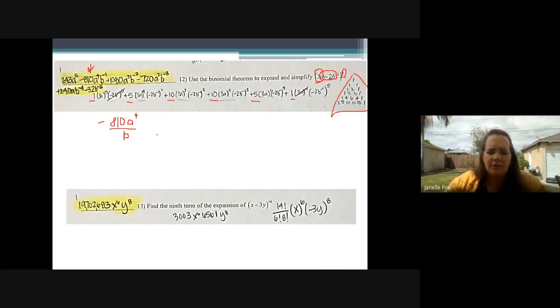Okay, moving along to number 13. One of the fun things that we like to do is just ask you not to expand the entire thing, but just ask you to find one of the terms. So I asked you to find the 9th term for this expression of x minus 3y to the 14th.